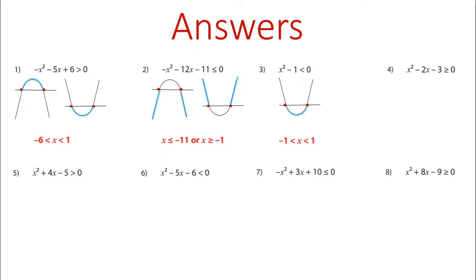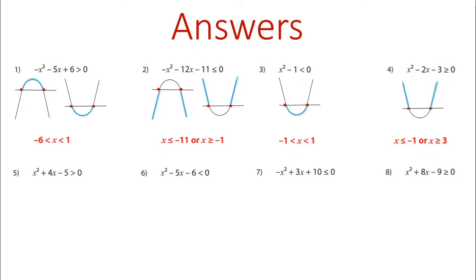Question 4 is a positive parabola again. This time that positive parabola is greater than or equal to 0. So we're looking at the parts of the curve that are above the x-axis. So our solutions will be two separate inequalities. One where x is less than the lower critical value, so less than or equal to -1. And one where x is greater than or equal to the upper critical value, which is +3.